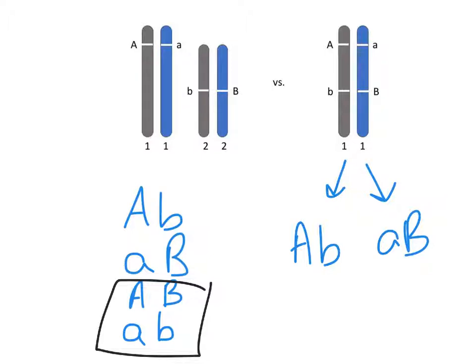Now keep in mind that we could have a crossover event between these homologous chromosomes, and if that crossover event happens anywhere between the two genes, such that they switch places, then you can get these recombinant gametes and end up with offspring that you wouldn't necessarily expect given that the genes are linked. The more often that this occurs, the farther apart those genes are on the chromosome.